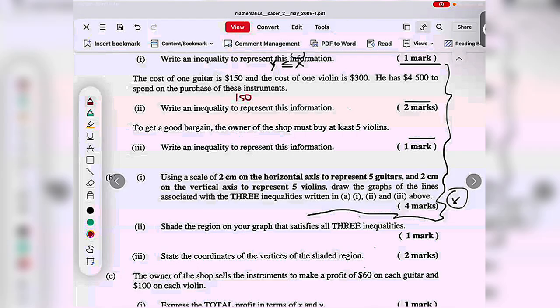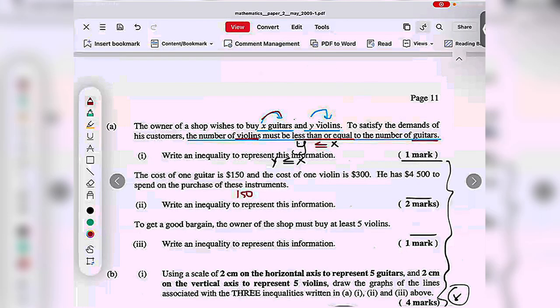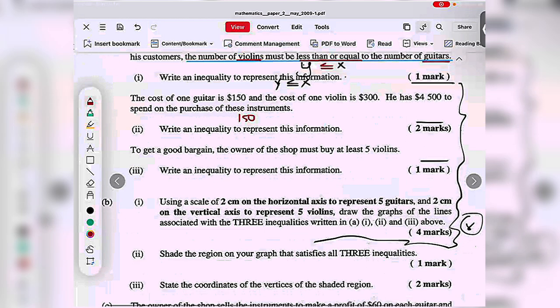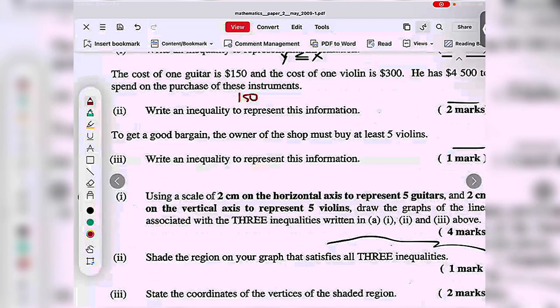150. What represents guitar? X. No, never mind. Look up here. So X represents guitar. Okay, so 150x. Alright, Julia, see that? Yes. From early on, we established that X represents guitars, remember? Yeah. So 150x, and here continue, Miss Gentles, plus 300y.